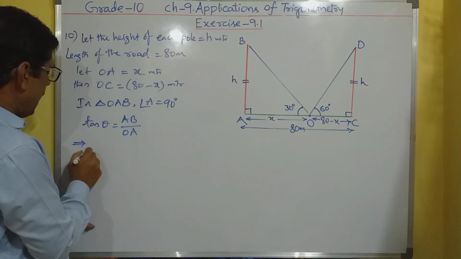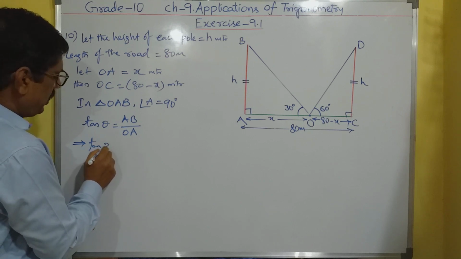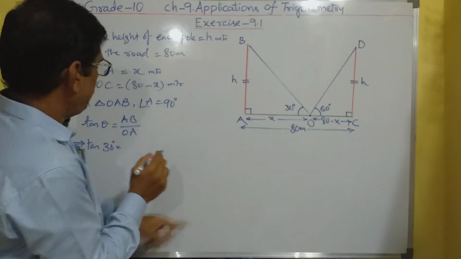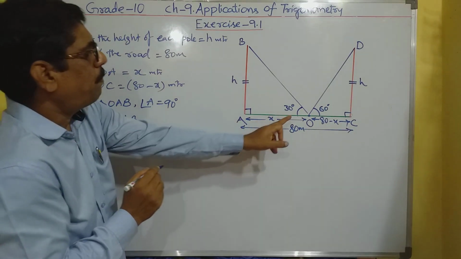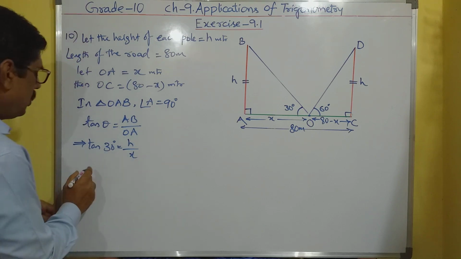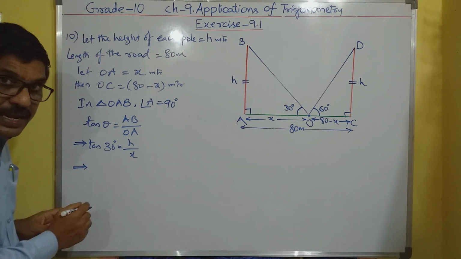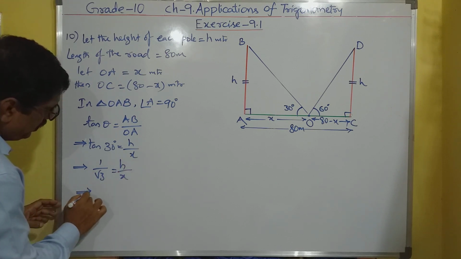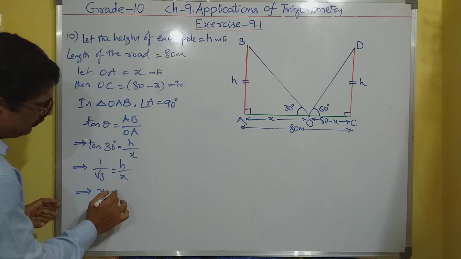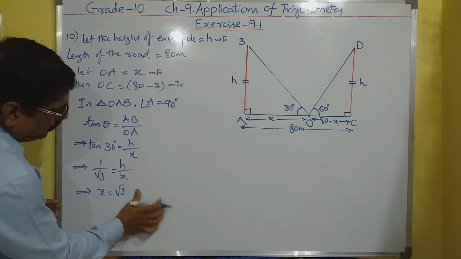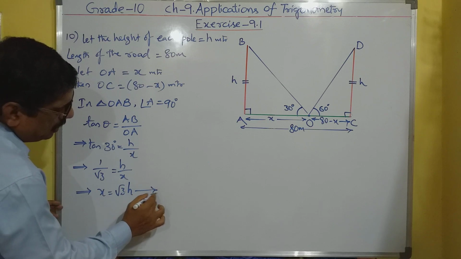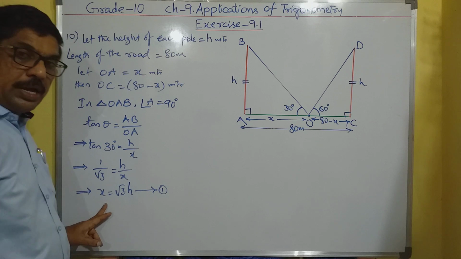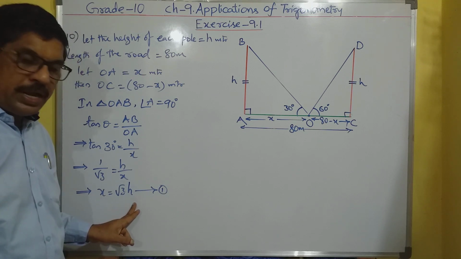So what is the angle formed in this triangle? Tan 30 degrees is equal to, what is the value of AB? We have taken it as h, by OA, x. So this implies, what is the value of tan 30? Tan 30 is 1 by root 3. So 1 by root 3 is equal to h by x. By cross multiplication we get x into 1, x is equal to root 3 into h. Let us take this as the first equation. Okay, now we have got the value of x in terms of h.